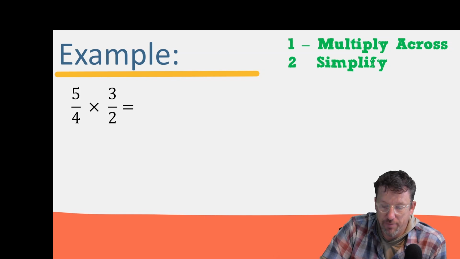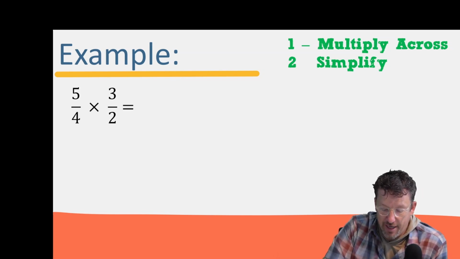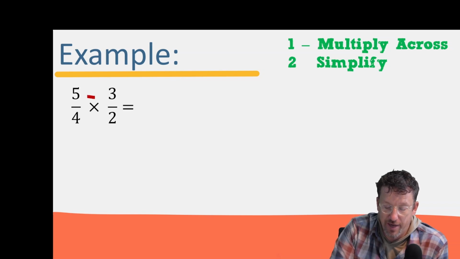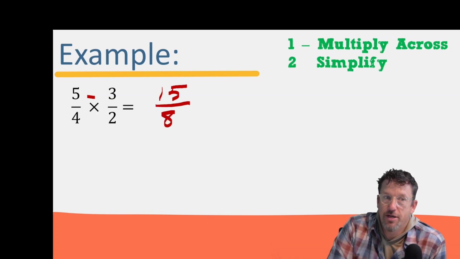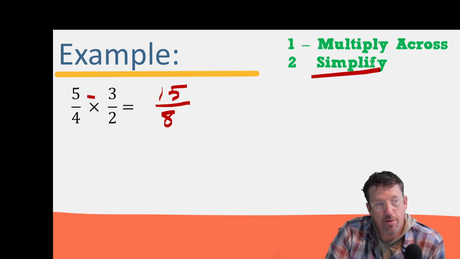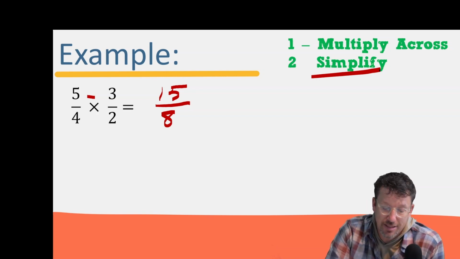So now we just simply multiply across. What is 5 times 3? We look at our numerators, and it's 15. And what is 4 times 2? It is 8. So now all we need to do is simplify. Most of the time when a problem tells you simplify, if it's an improper fraction, they want you to put it into a mixed number.